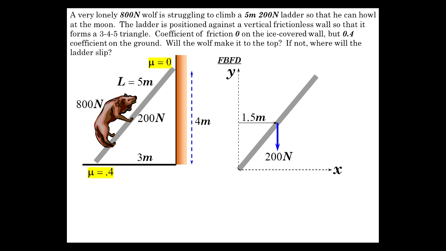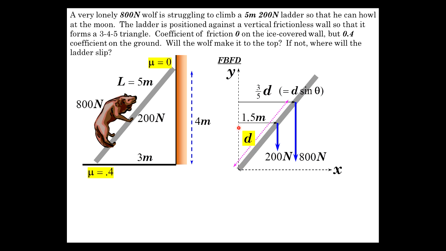So 200 newtons acts 1.5 meters from the pivot, at least that particular pivot. This particular pivot here, y and x equal to 0. And then at some distance d that the wolf progresses up the ladder, we have his weight, 800 newtons, and that distance is 3/5 d.